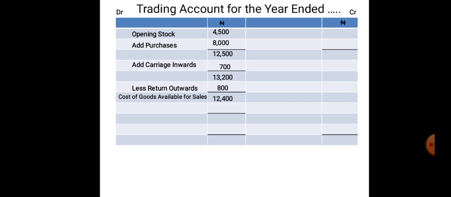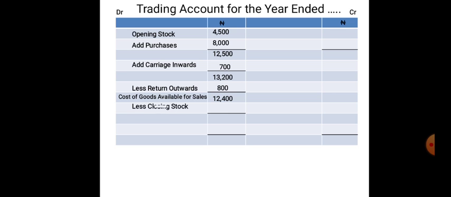Okay, that is your cost of goods available. Of course, you have your opening stock. You went to the market, you buy some goods, you add it to what you are having. Then the cost of bringing the goods, you add it to what you get. Some goods have been returned back to the supplier, deduct it. So whatever you are having left is the cost of goods available for sales.